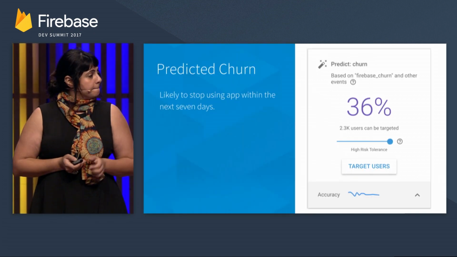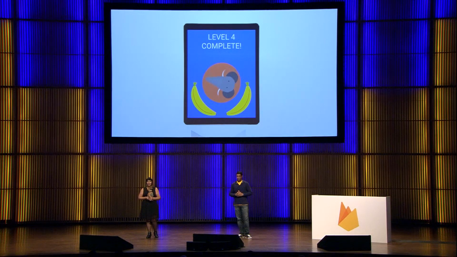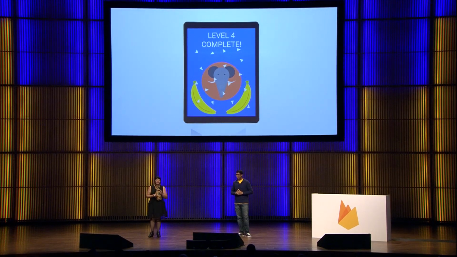Yeah. So let's go back to our basic sets of predictions that are available, right? Like we have this churn card. We see that 36% of users are about to churn. Ouch. We have the risk tolerance slider. So Jumana, how can you use this card in order to make our Mr. Ellie app grow?